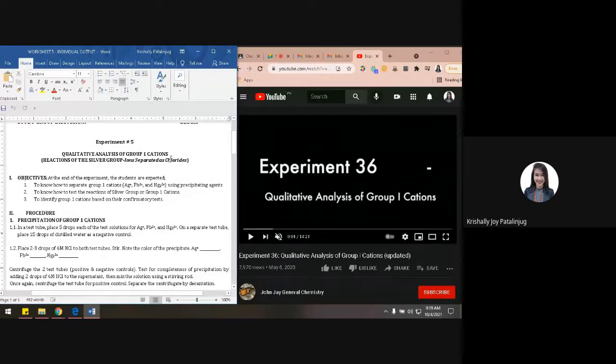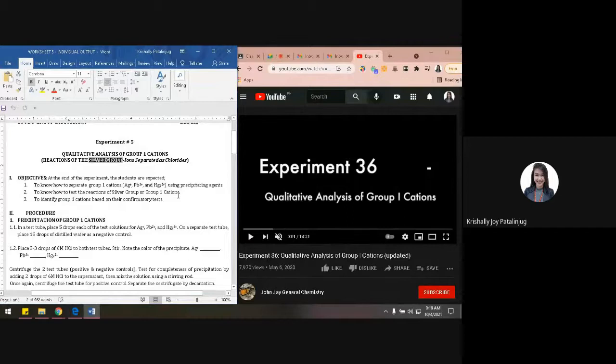They are also known as insoluble chloride groups. Insoluble chloride groups, group 1 cations yan. Ibig sabihin, they precipitate out or they are being separated as chlorides in general. Okay? And yun na nga, in some other references, they are also known as the silver group.